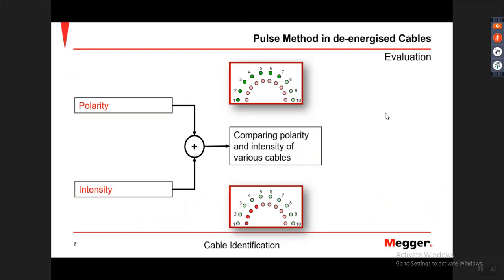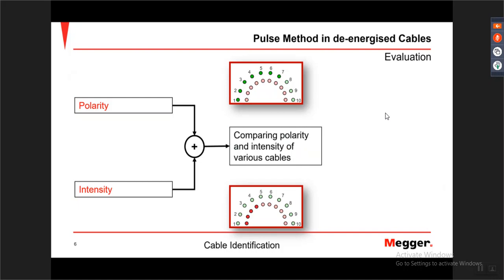So what we look at is the polarity of the signal. It's either a positive or a negative signal. A positive signal will show green lights and a negative signal will show red lights. And then you look at the intensity of the signal. If you get an induced signal onto a cable, you can get a reduced intensity. You can trim this out by using the handset itself.